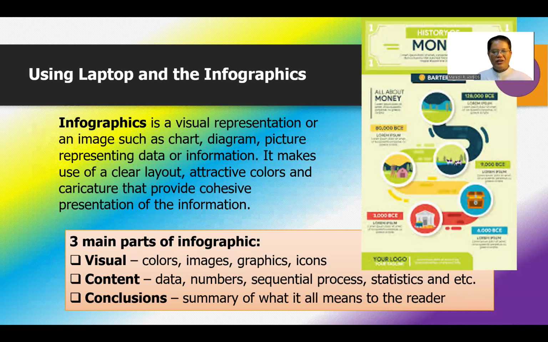of the information. Take note, there are three main parts of an infographic. The first is the visual, which talks about the colors, images, graphics, or icons. Then we have the content, which talks about the data, the numbers, sequential process, statistics, etc. And lastly, the conclusions, which are the summary of what it all means to the reader. Again, the three main parts are visual, content, and conclusions.